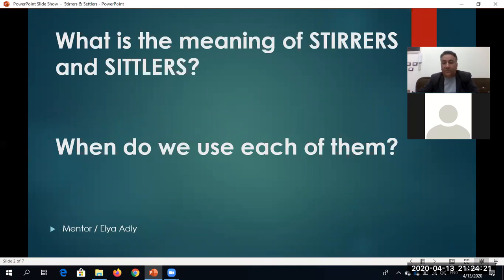Stirrers and settlers are terms for certain activities that we use with our students. I think I gave you a brief idea about it before, and you took your time to prepare for this workshop about this topic. So we can start with defining this term. What is the meaning of stirrers and settlers?